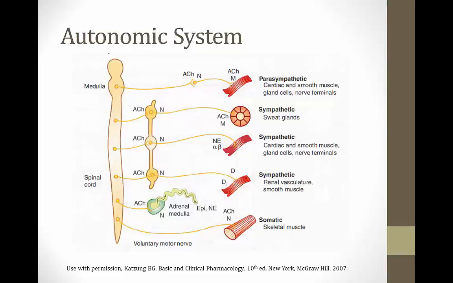So here's our map of the autonomic and somatic nervous systems of the body, and in this module we are going to talk about drugs that activate or block acetylcholine receptors. So let's review where those are found in the body.